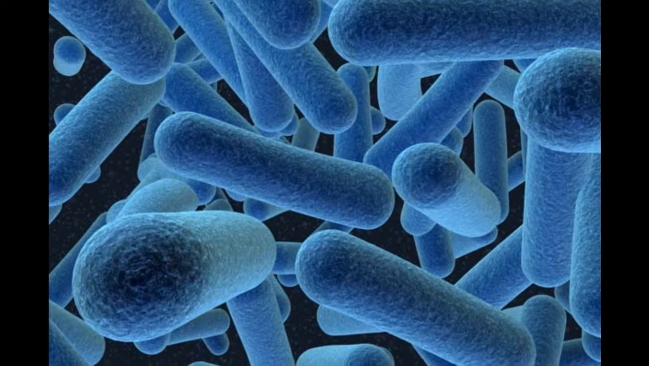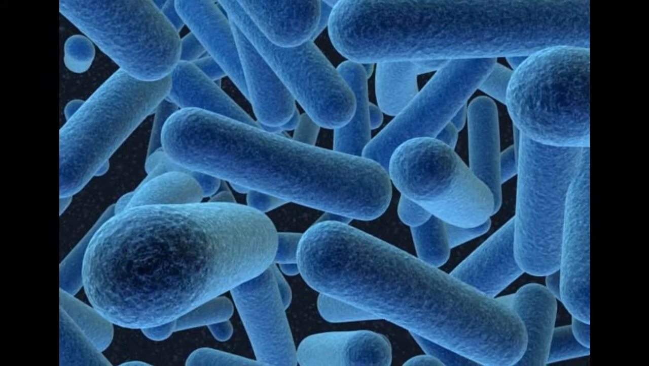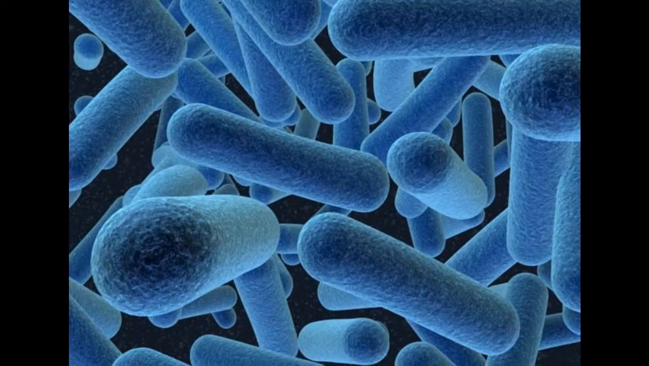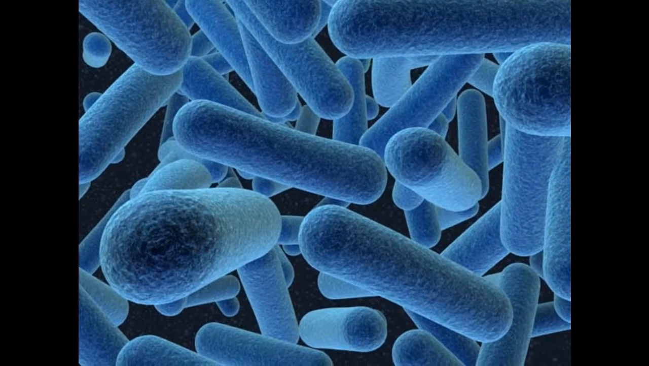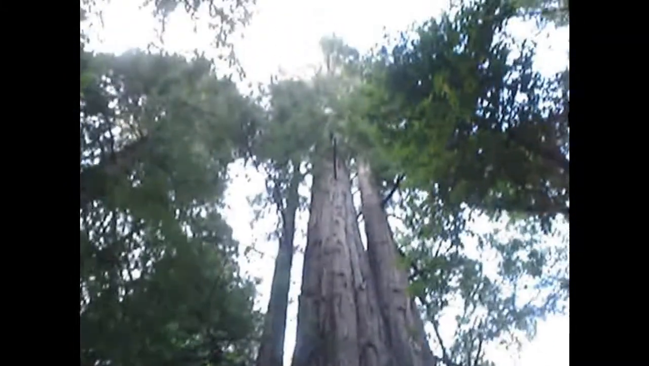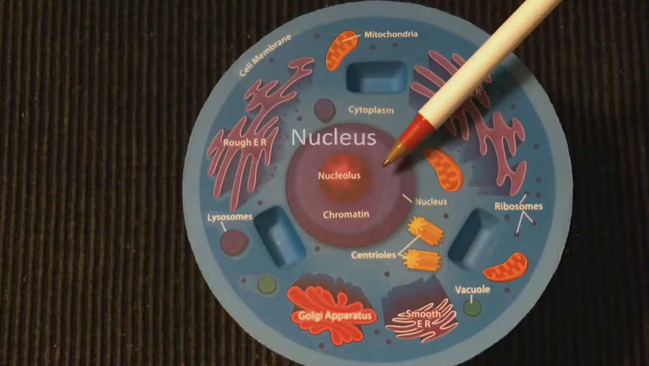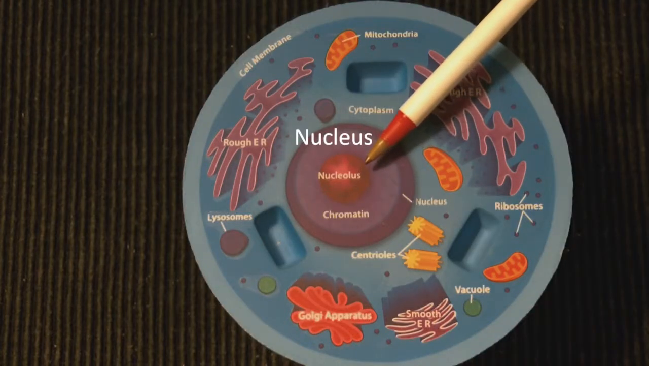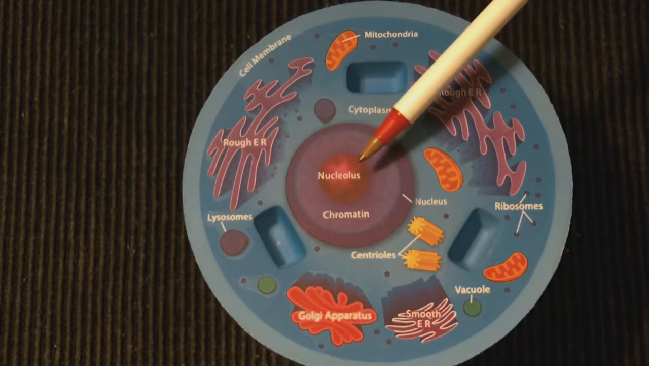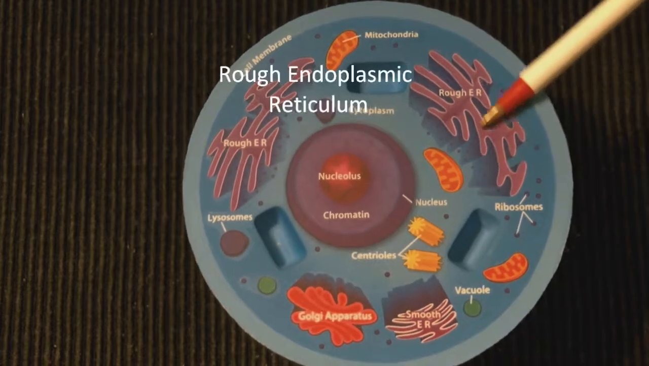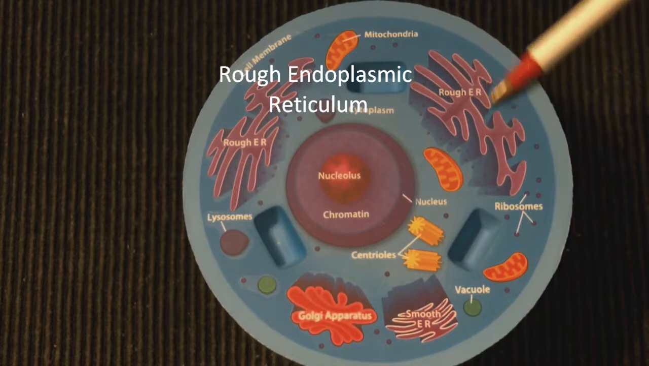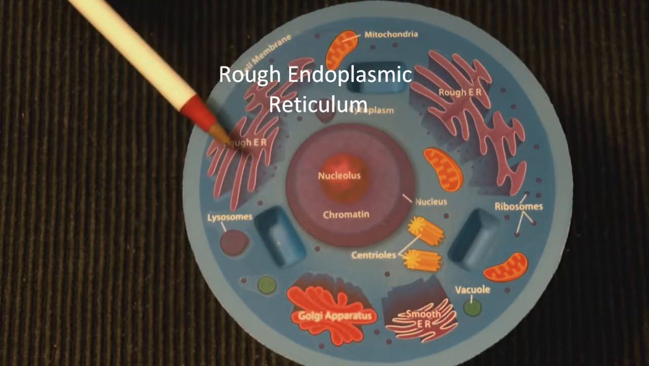Cells are tiny and they make up all living things, from these single-celled bacteria that you see here to the billions and trillions of cells that make up this huge redwood tree. Cells have parts, including a nucleus, the control center of the cell. There's also the rough endoplasmic reticulum. Its job is to move proteins throughout the cell.